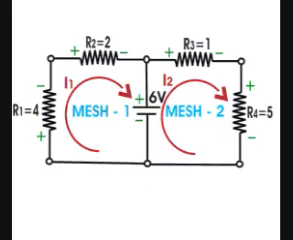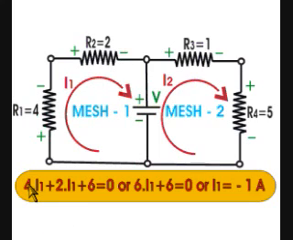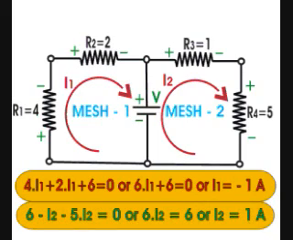After putting the values of R1, R2, R3, R4, and V in equations 1 and 2, we get 4 into I1 plus 2 into I1 plus 6 equal to 0, or 6 into I1 plus 6 equal to 0, or I1 equal to minus 1 A. And 6 minus I2 minus 5 into I2 equal to 0, or 6 into I2 equal to 6, or I2 equal to 1 A.